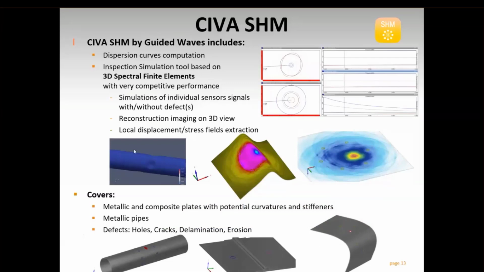It can cover today metallic and composite panels, flat or with potential curvatures, potential stiffeners, and multi-layer structures. It can also simulate metallic pipes, and these structures can include defects such as holes, cracks, delamination, or erosion-like profiles or bump-like profiles. And you can compute the effect of this type of defect on the received signals.